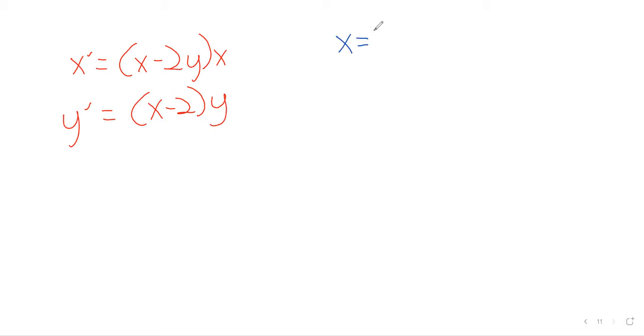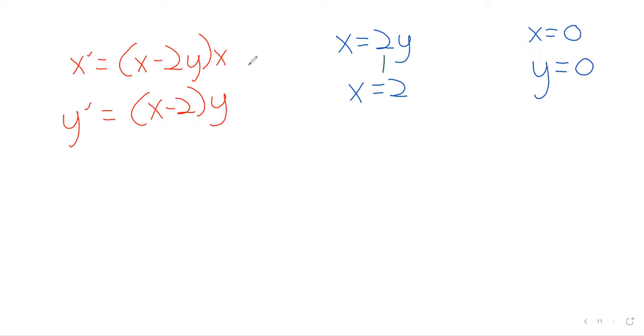There are two ways that x prime could be 0: if x equals 2y or if x equals 0, using the zero product property here. And there are two ways y prime could be 0: if x equals 2 or if y equals 0. So potentially, there are four fixed points.